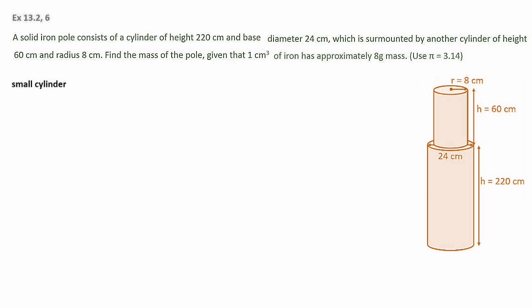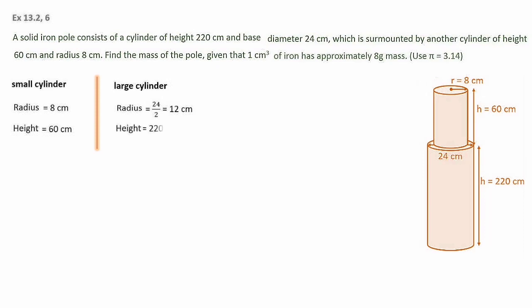So let's write down the measurements. Small cylinder: radius is 8 and height is 60. For the bigger or large cylinder, radius is 24 divided by 2, that is 12, because the diameter is 24, and height is 220 centimeter. So the volume of the pole is quite clear because we have already calculated this type of questions. Just add the volumes because one is on top of another one. So we have to add the two volumes.